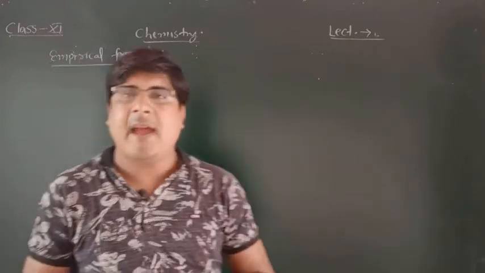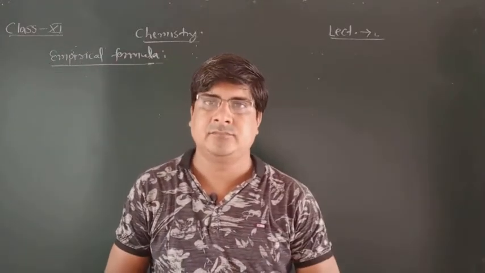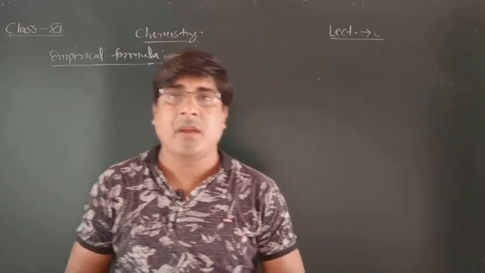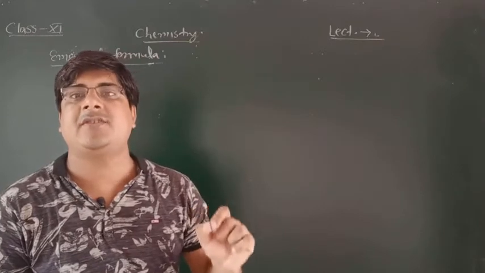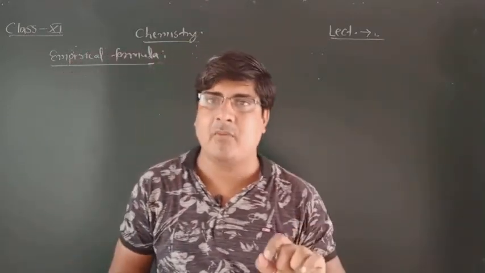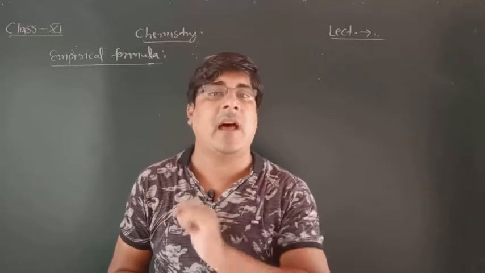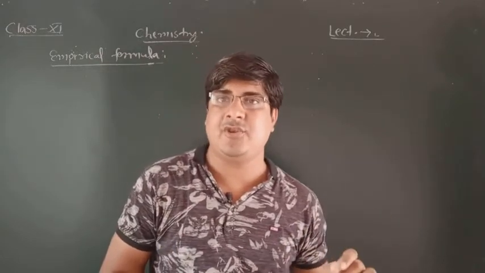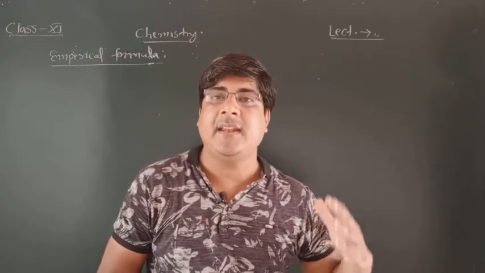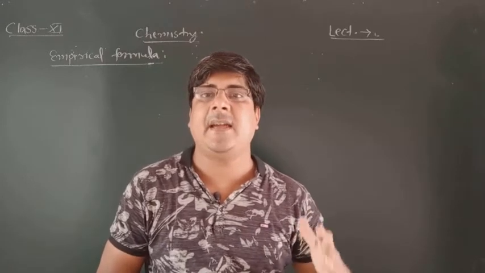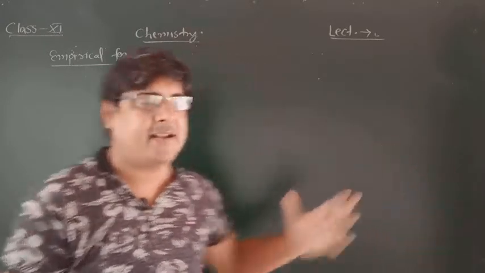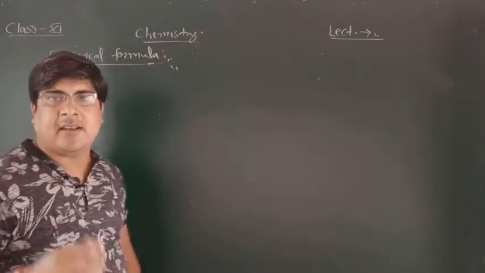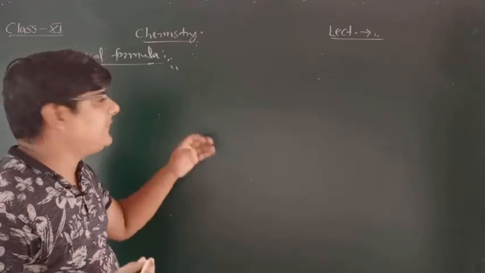You know very well, a compound is formed of various atoms. The simplest whole number ratio of various atoms present in a compound is known as the empirical formula. I am repeating again, the simplest whole number ratio of atoms in a compound is known as the empirical formula of that compound. I am writing the definition here. You also write with me. Take the notebook and pen and write the definition with me.